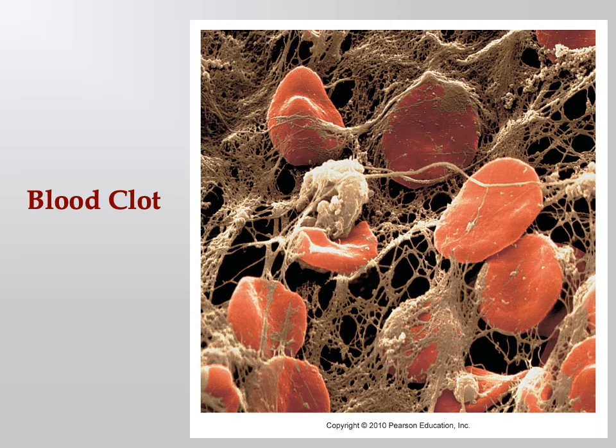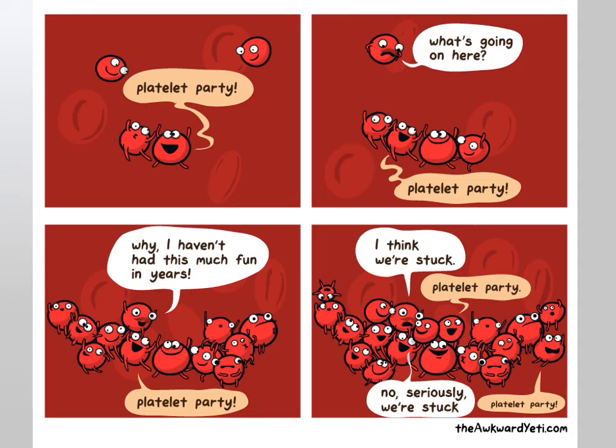And there you see a blood clot, white blood cells, red blood cells, platelets, all stuck together in that big giant fibrin net, okay? Platelet party! What's going on here? Platelet party! Why, I haven't had this much fun in years. Platelet party! I think we're stuck. No, seriously, we're stuck. Yeah, that's what happens. Remember, it's a positive feedback loop. Those von Willebrand factor and everything makes everything all stick together. That's the platelet plug.